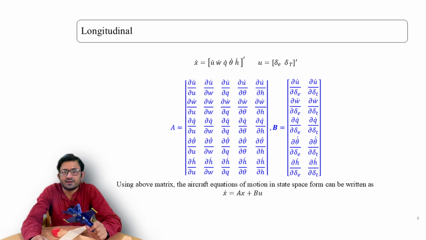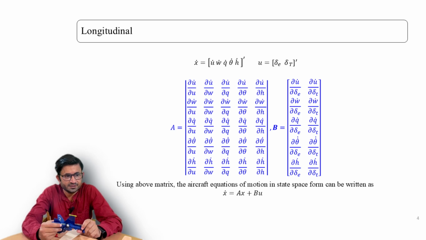So this is how you can find out the Jacobian. You can see in the first row the u dot is differentiated with respect to the longitudinal aircraft states u, w, q, theta, h. Similarly w dot, q dot, theta dot and h dot. Here u, w, q, theta, h are the longitudinal states. So you can see here we have a 5 cross 5 system matrix. Similarly, the control matrix can be obtained by differentiating with respect to delta E and delta T, because delta E and delta T are the longitudinal controls. Delta E is the elevator, delta T is the throttle. So you can see here a 5 cross 2 control matrix.